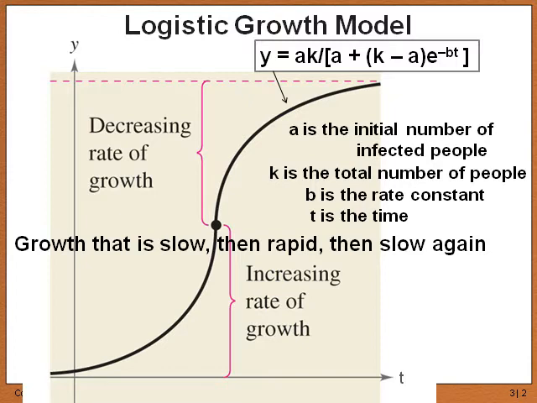Okay, so make sure you write down this logistic growth model. Y equals AK divided by the quantity A plus K minus A times e to the negative bt. And this model will give us the curve that's pictured on the screen.